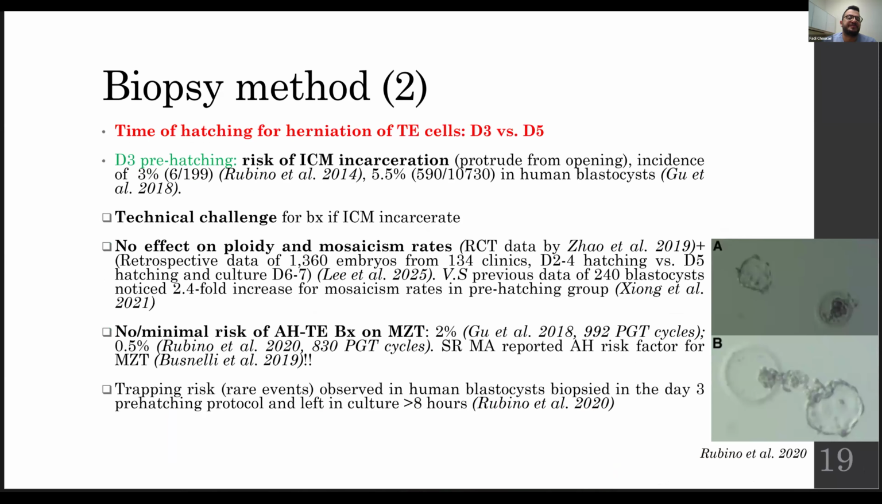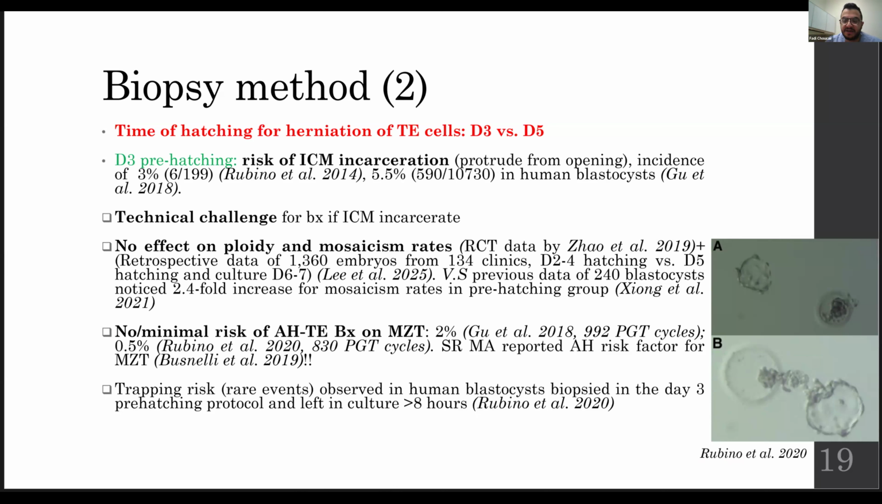Now, what's the time of hatching for herniation? When should we hatch, day 3 or day 5? Day 3 pre-hatching carries a risk of a phenomenon we call inner cell mass incarceration, which means the inner cell mass escapes out of the hole, protruding from the opening. It is reported to be of lower incidence, around 3 to 5.5%. But if it happens, it can complicate the biopsy technically.